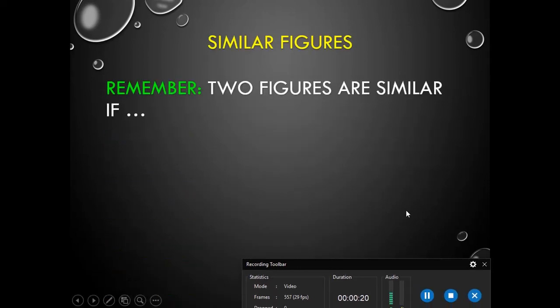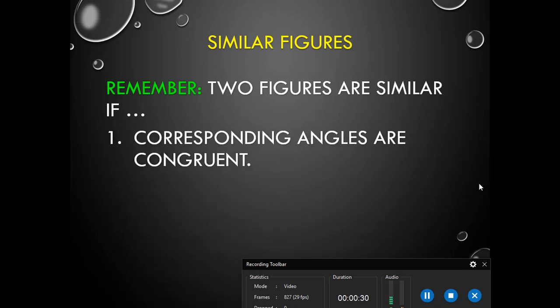In our last lesson, we talked about similar figures. Something to remember: if you know that two figures are similar, they're going to have two criteria. The first is that all the corresponding angles are congruent. So even though the size might be smaller or larger, all the angles in their correct positions should still be the same.